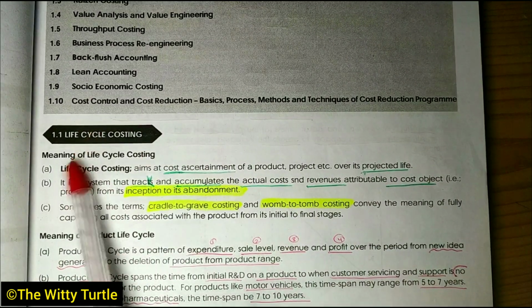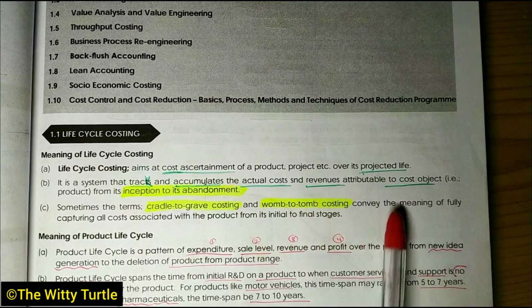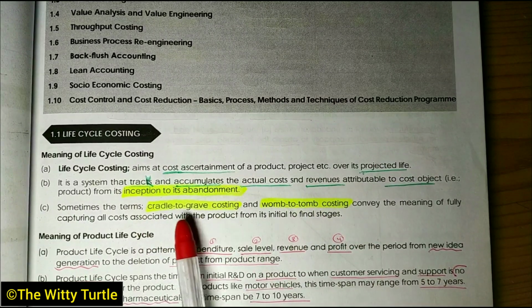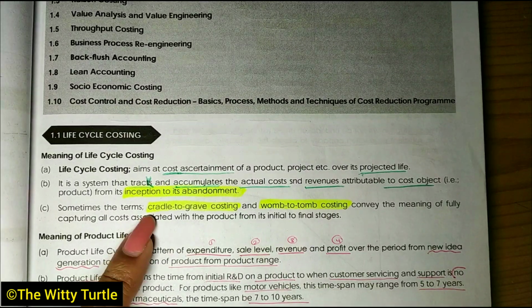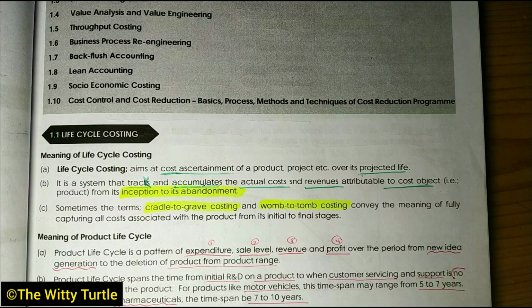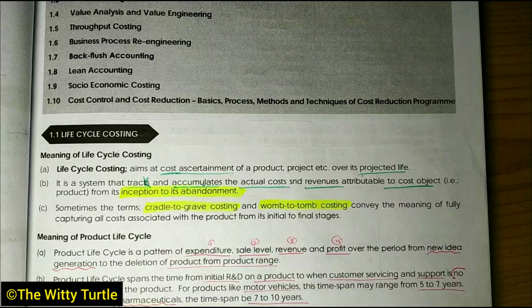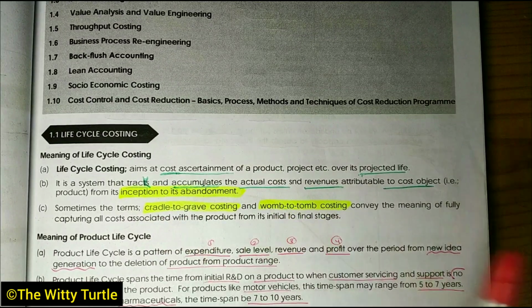Life cycle costing is also known as cradle to grave costing and womb to tomb costing. Cradle to grave का क्या मतलब होता है? Cradle means when a baby is born and उसको जिस swing पे सुलाया जाता है, where the baby is put to sleep, that swing is known as cradle. And grave क्या होता है? Grave, all of us already know that after death, where generally the dead bodies are buried, that is known as grave. So cradle to grave and womb to tomb.